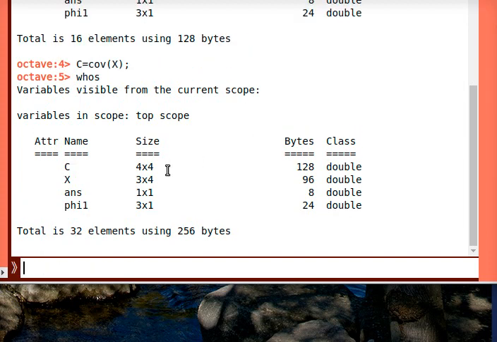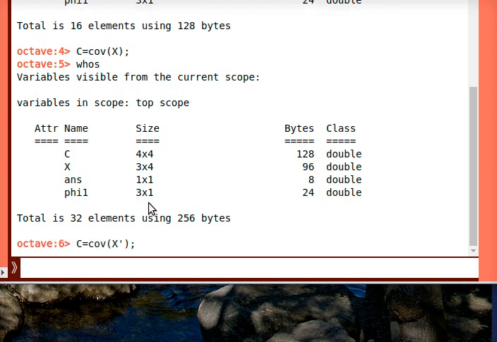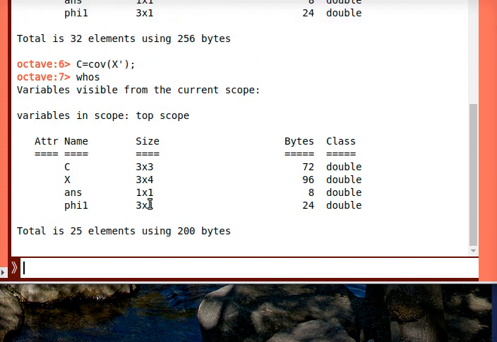Oops, I see C is a 4 by 4. Should C be a 4 by 4? No, C should be a 3 by 3. Therefore, I've got the wrong dimension there, so let me redo that. I'm going to take covariance of X transpose instead for Matlab. It may be different for Python, but double check your sizes. That's the way to make sure that everything is working correctly. There it is. Now we have a 3 by 3.